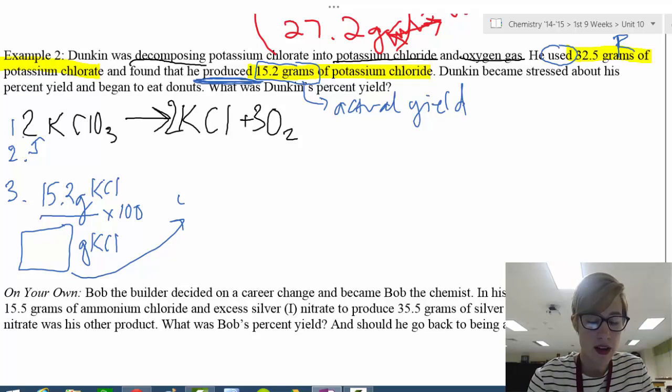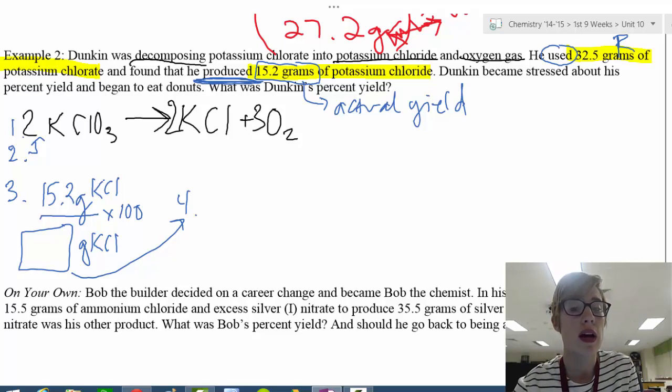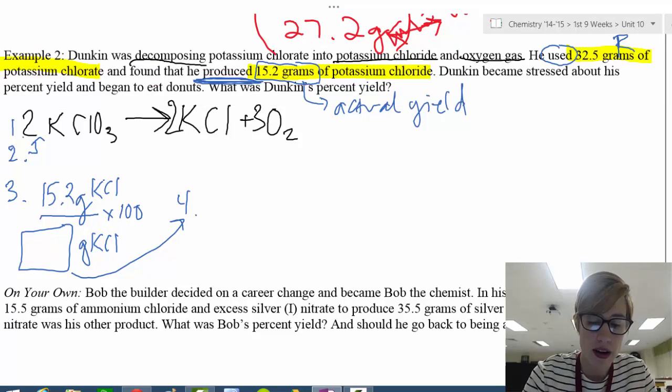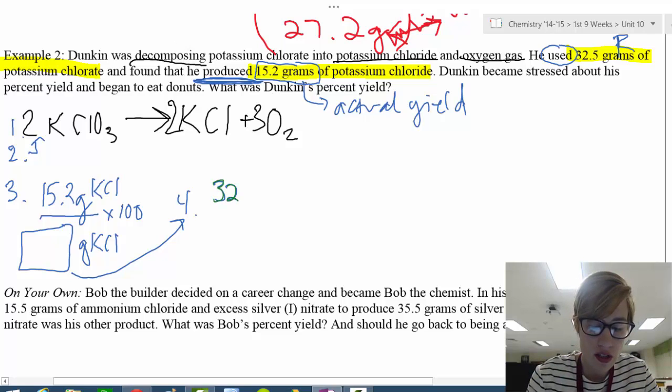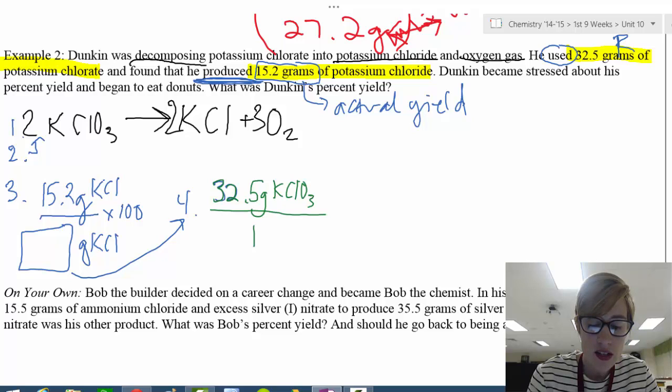So that is my 4th step. Step 4 is finding how many grams of potassium chloride you theoretically should have produced. Well, remember, we've done this before where if I gave you a reactant, I tell you how much product should I make. Well, that's the problem we're doing right now. How much reactant did I give you? Well, I gave you 32.5 grams of your reactant, which is potassium chlorate. So that is your given over 1, okay?